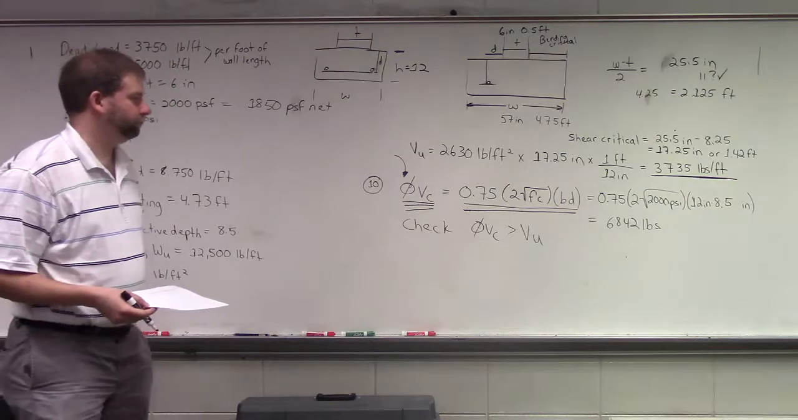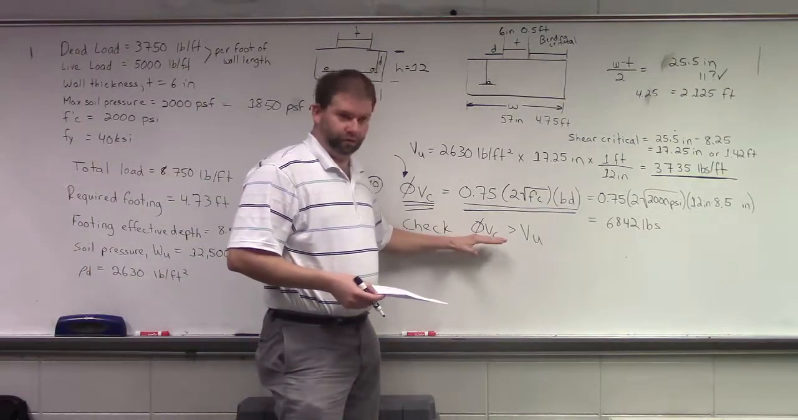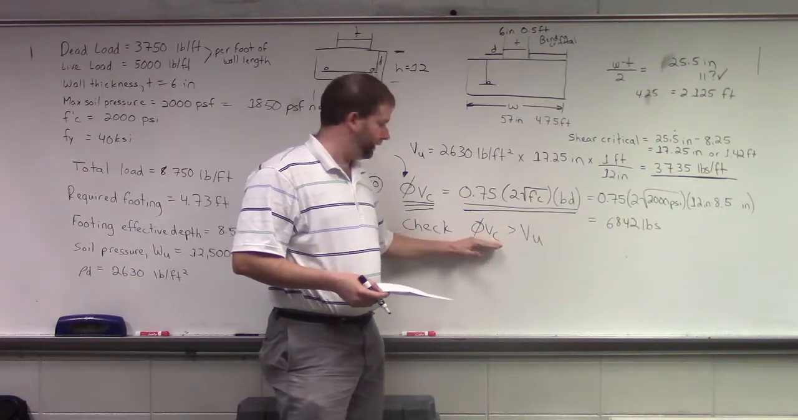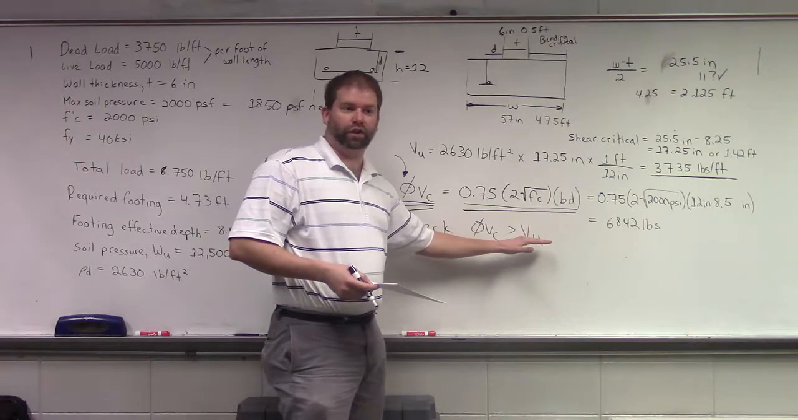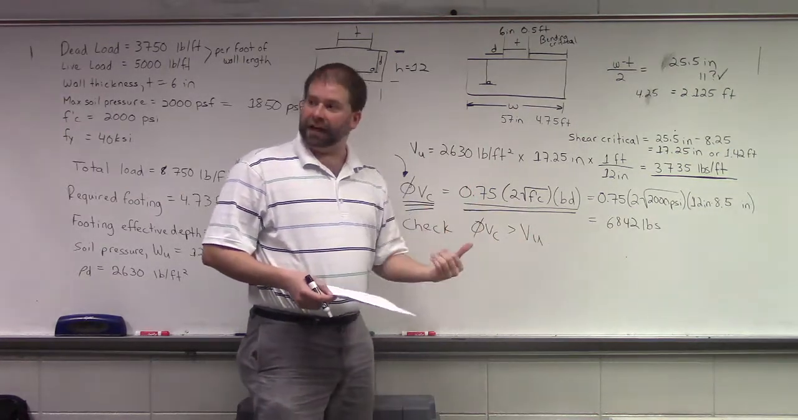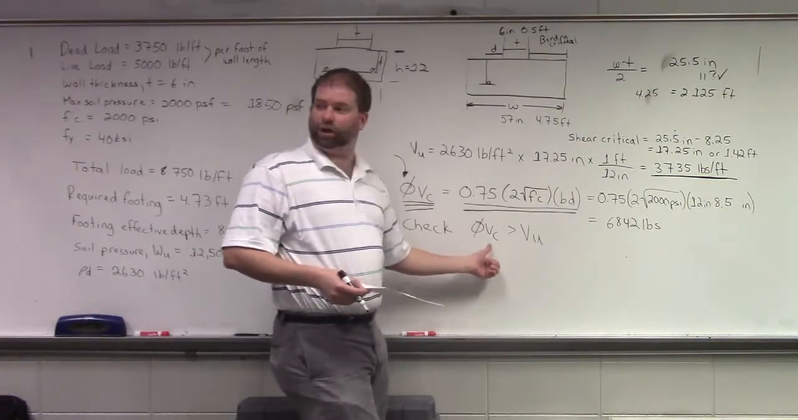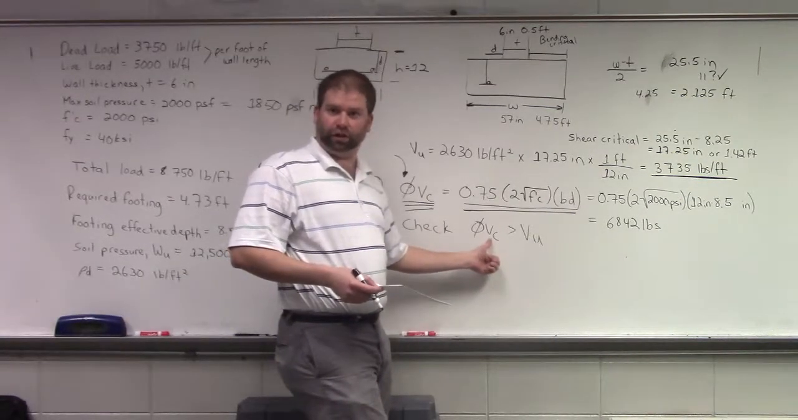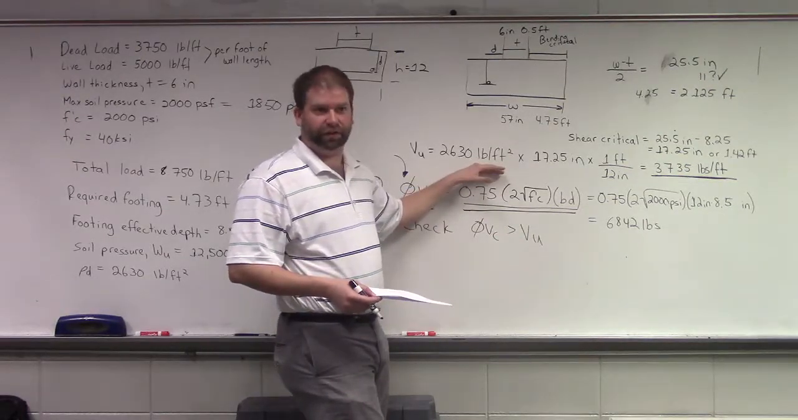Since the VC is greater than VU, we're okay. If your critical amount that the material can take, that's what this number is telling you, is greater than what is going to be exerted on the material, you're good to go. In fact, depending on how much greater your ultimate critical is, based on the material, maybe we can reduce the size of this element.